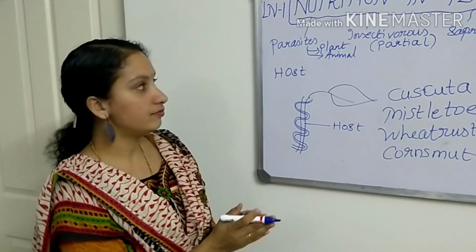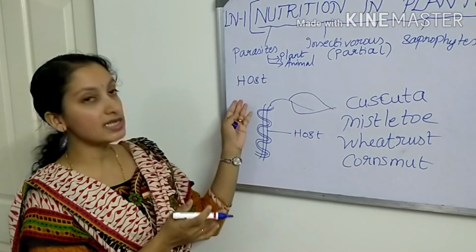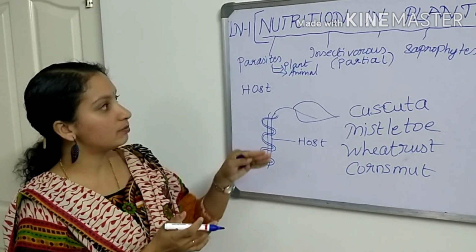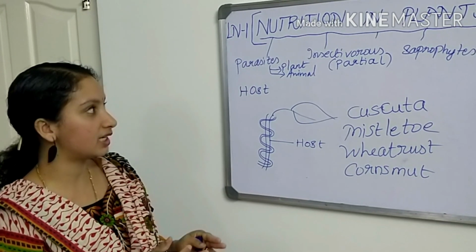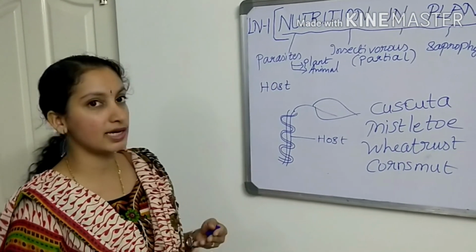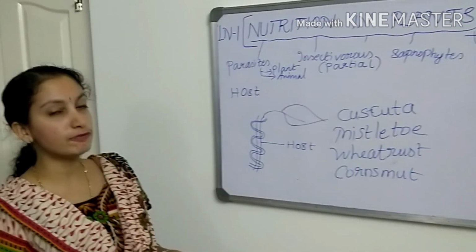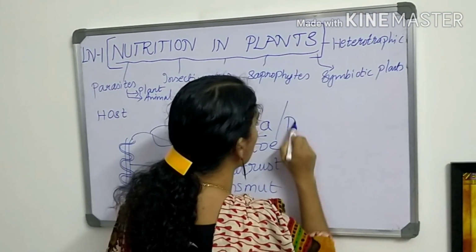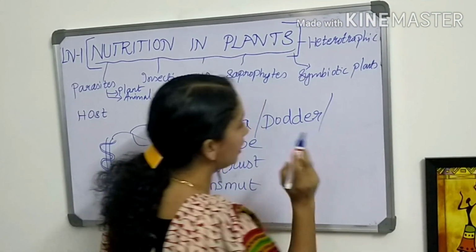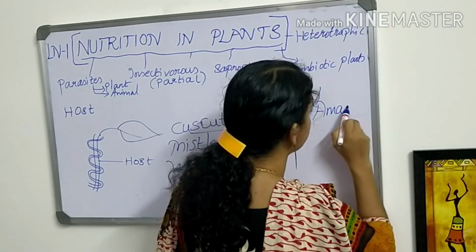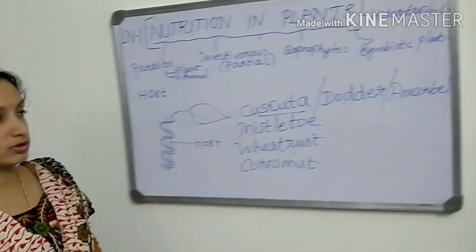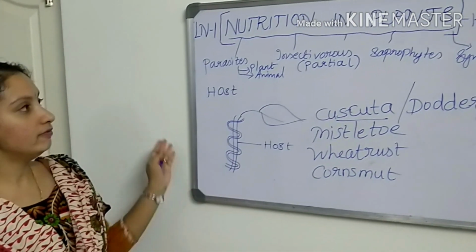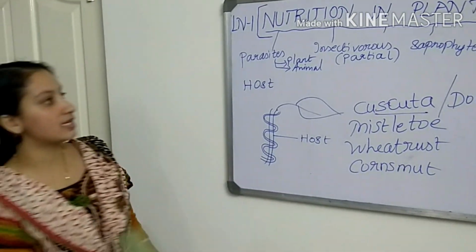We have two types of parasites, plant parasites and animal parasites. We are studying only plant parasites in this lesson. What are animal parasites? They derive the same type of nutrition from the host, like mosquito and leeches, which are examples of animal parasites. This Cuscuta plant has different names. We can call this dodder. In Hindi, we call this amerbel. These are other names for Cuscuta plant. Mistletoe, wheat rust, corn smut, all these are parasites. We'll move to the next one, insectivorous.